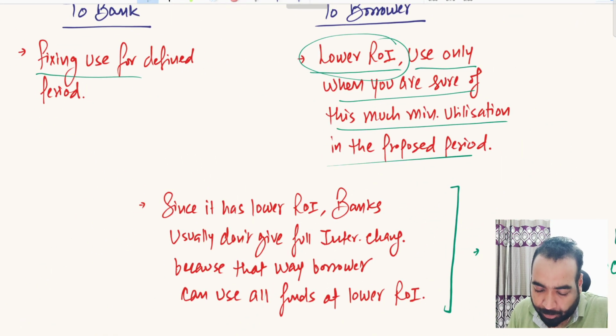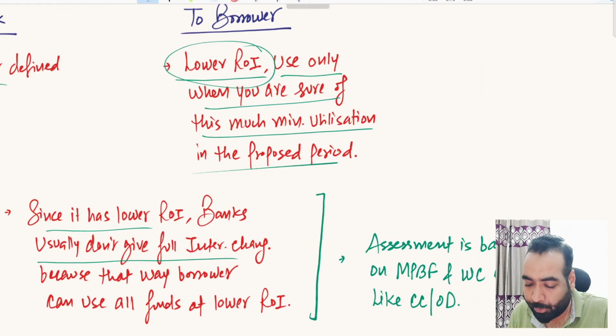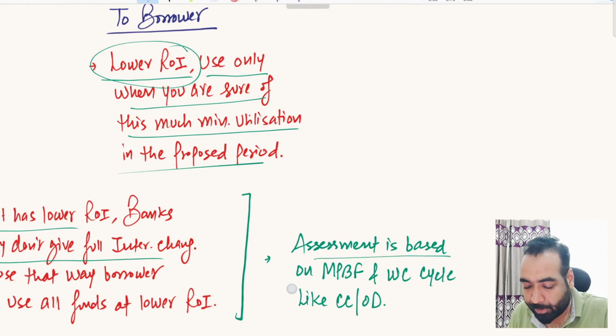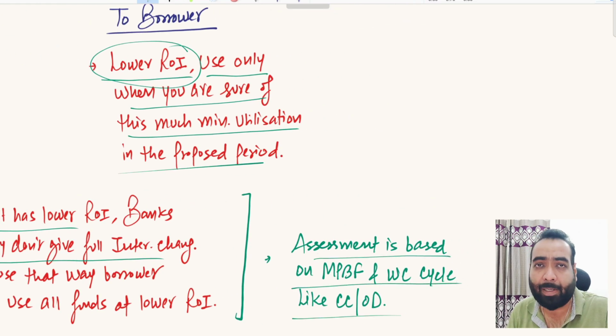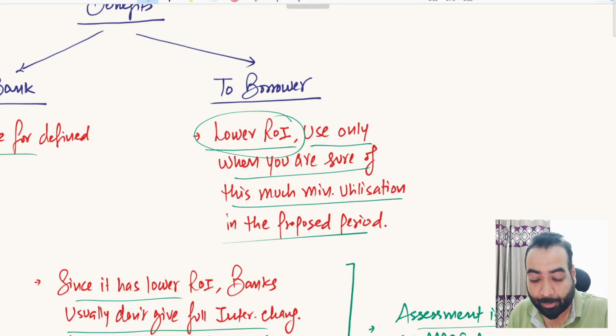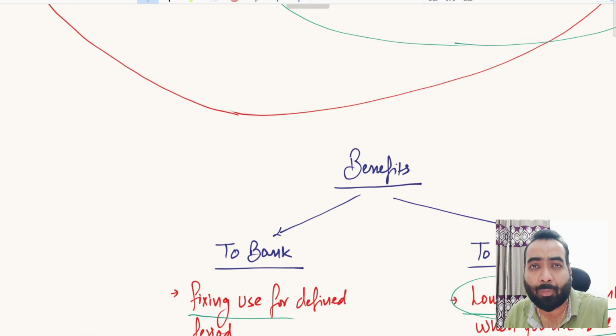So since it has lower ROI, banks usually don't give full interchangeability, which I have already explained to you, and its assessment is also based on MPF and working capital cycle like CC and OD, which I have also explained to you. So this is the WCDL product, and in the next video we will consider the impact of OD limit, seasonal limit and WCDL limit in the drawing power calculations.